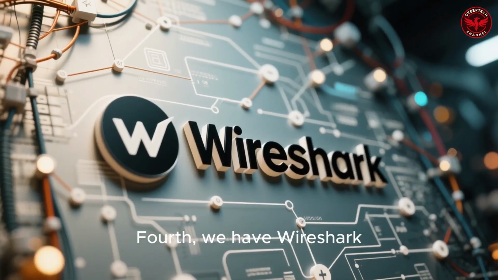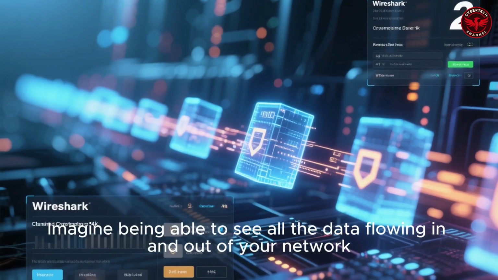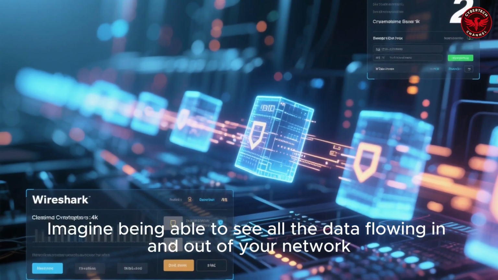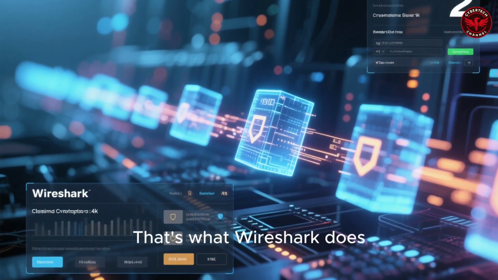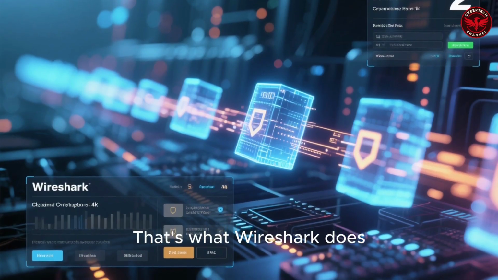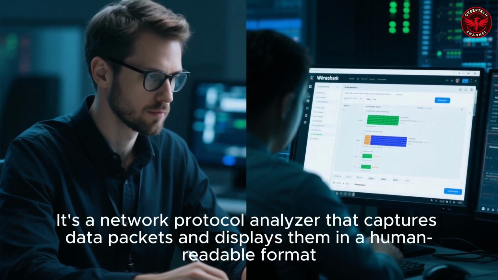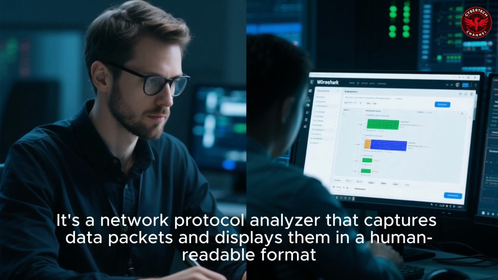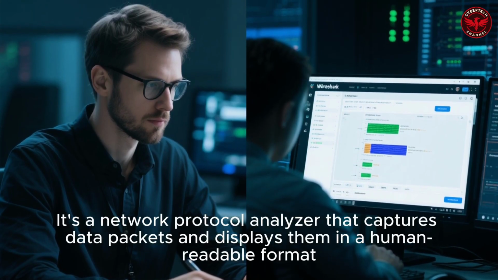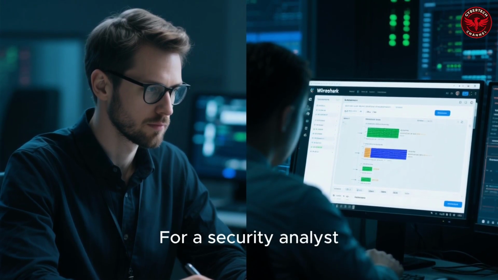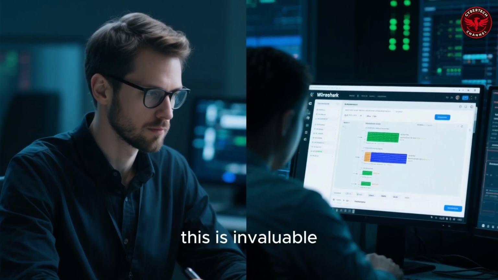Fourth, we have Wireshark. Imagine being able to see all the data flowing in and out of your network. That's what Wireshark does. It's a network protocol analyzer that captures data packets and displays them in a human-readable format. For a security analyst, this is invaluable.